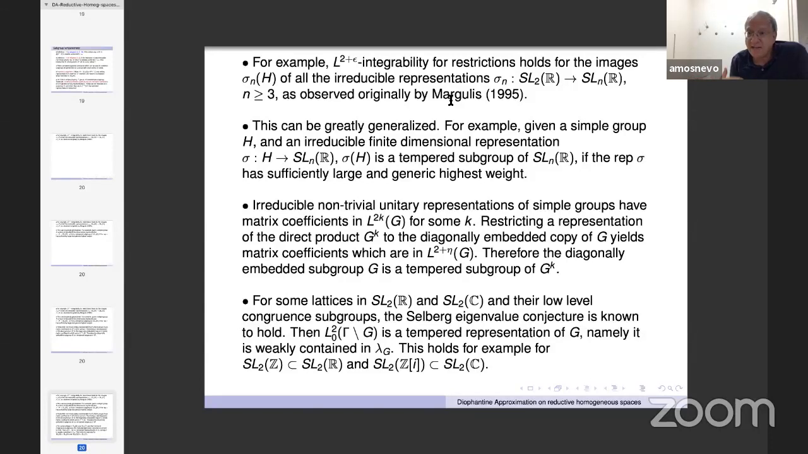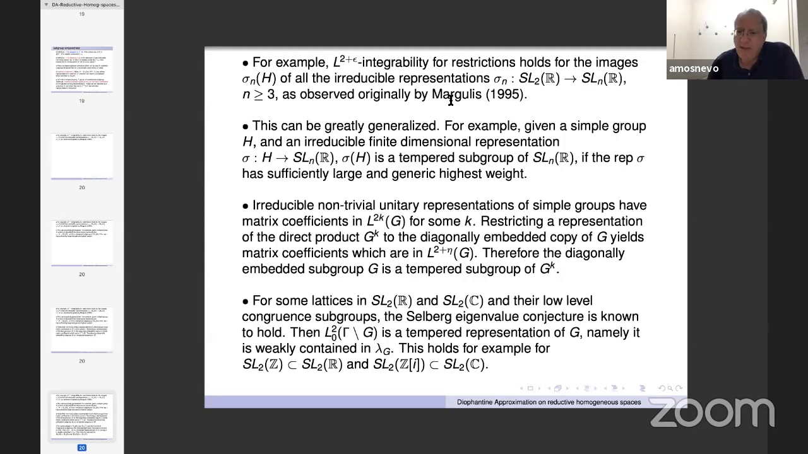And finally, and this is of course the hardest case, for some lattices in SL2(R) and SL2(C) and their low-level congruence subgroups, the Selberg eigenvalue conjecture is known to hold, just for very low-level congruence. In that case, we have a situation where G is tempered in G, and then L2(G/Gamma) is a tempered representation of G. Namely, it is weakly contained in lambda_G. This holds, for example, for SL2(Z) in SL2(R) and SL2(Z[i]) in SL2(C). It's a very special property. And of course, the Selberg conjecture is that you can take congruence subgroups arbitrarily large. But okay, then we're going to have to wait probably for a long time for this to happen.